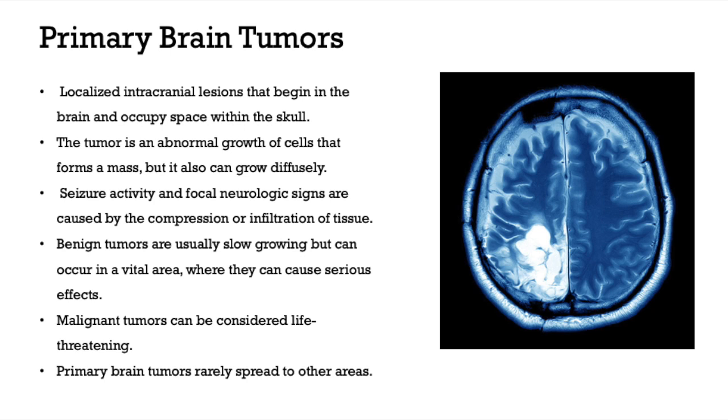Primary brain tumors are usually lesions that begin in your brain and stay within the skull. They occupy the space within the skull. We can normally see them on CTs or MRIs. The tumor is normally an abnormal growth of cells. There are many, many types of tumors that your patient could have. They're all listed in your textbook.